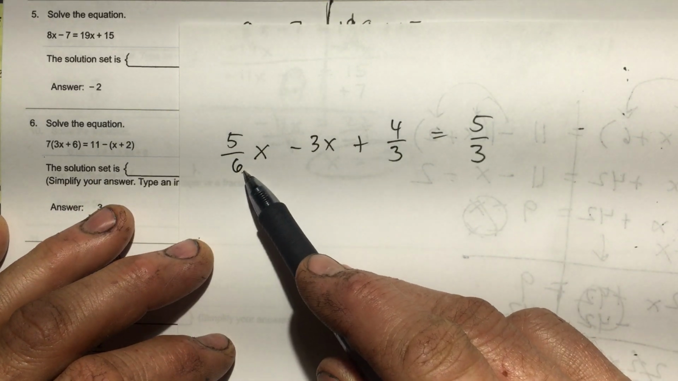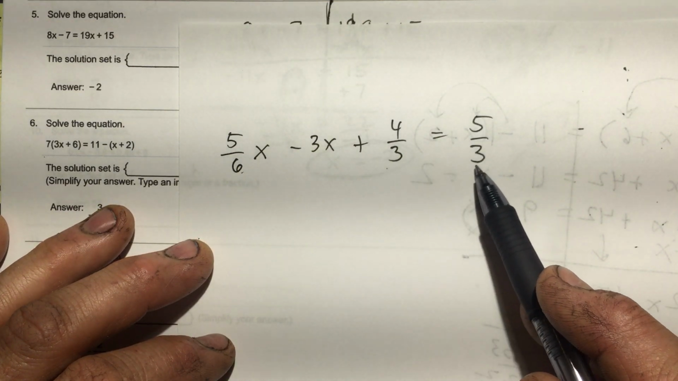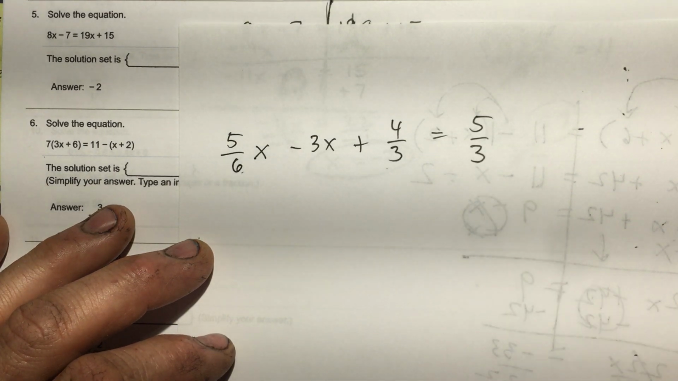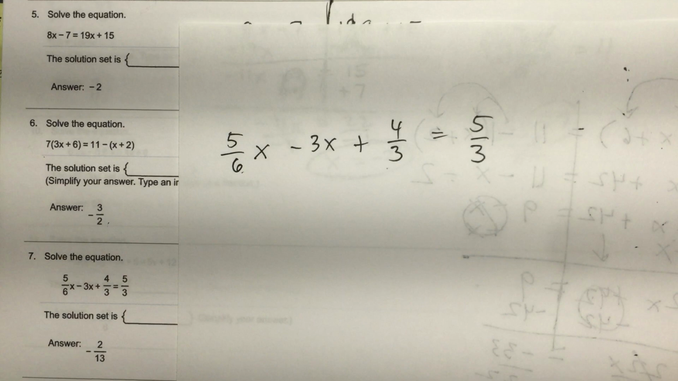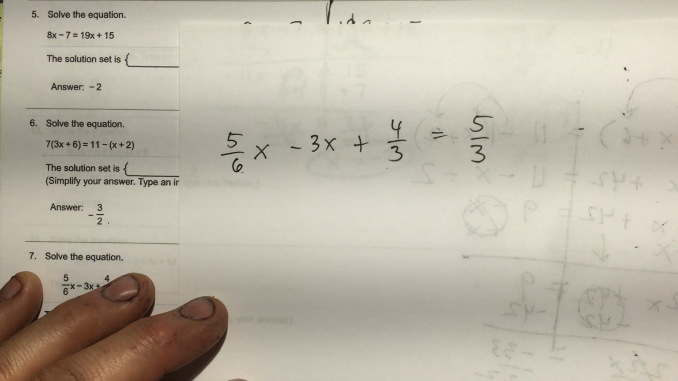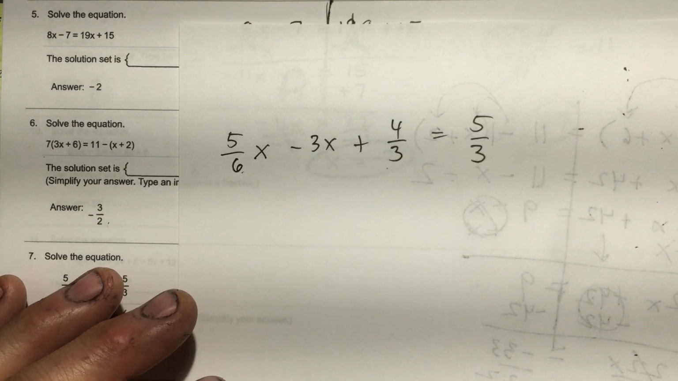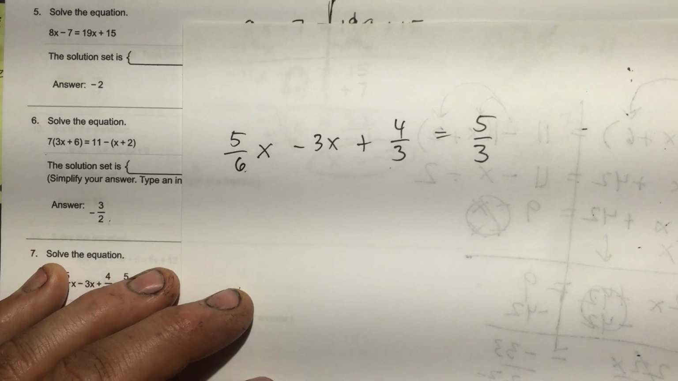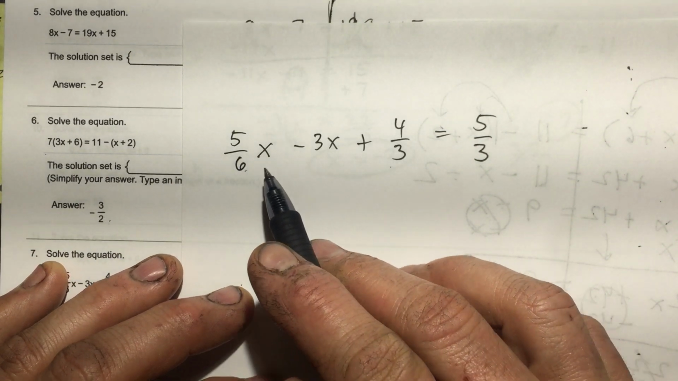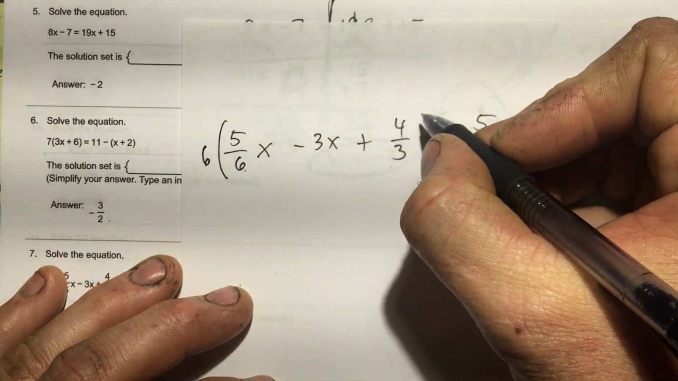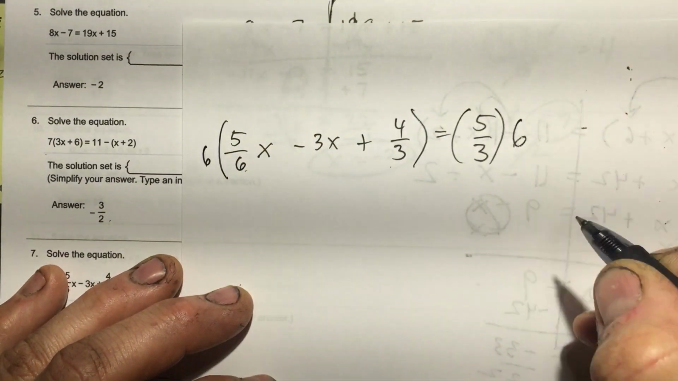If you look at your denominators, you got 6, a 3, and then you got a 3 again. What do all these numbers go into? Well, they all go into 6. And you want to stay as low as possible. I mean, they all go into 24, they all go into 96, they all go into 1,024. Maybe not that. But anyway, you want to stay as low as possible, which is 6. So what I'm going to do is multiply both sides by 6.